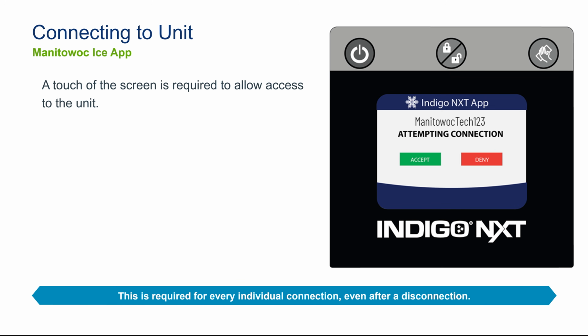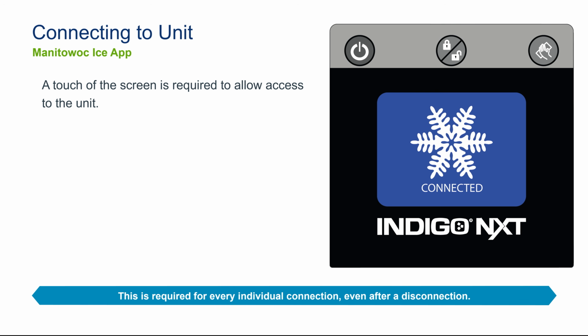Keep in mind, a touch of the screen is required when you're trying to connect to this machine. So Manitowoc Tech 123 is attempting to connect. You need to click accept. And now the screen will turn to this connected screen with the iconic Manitowoc Ice snowflake, letting somebody know, hey, you're connected to this ice machine. So somebody must be trying to figure something out with the unit, or they're just checking on it.